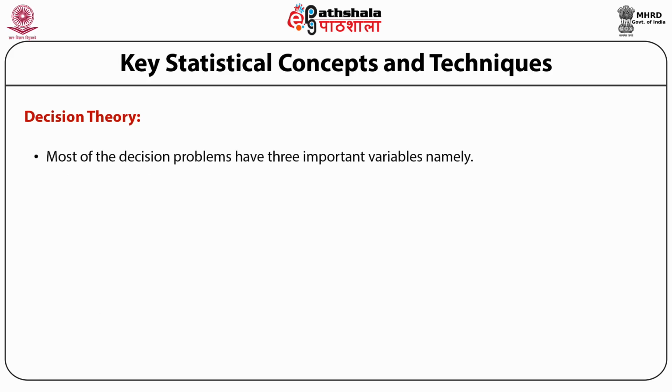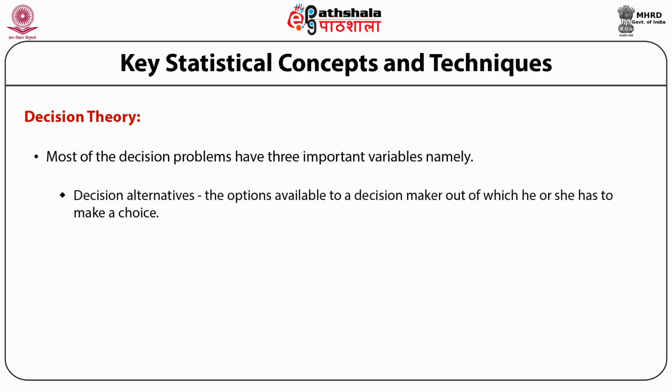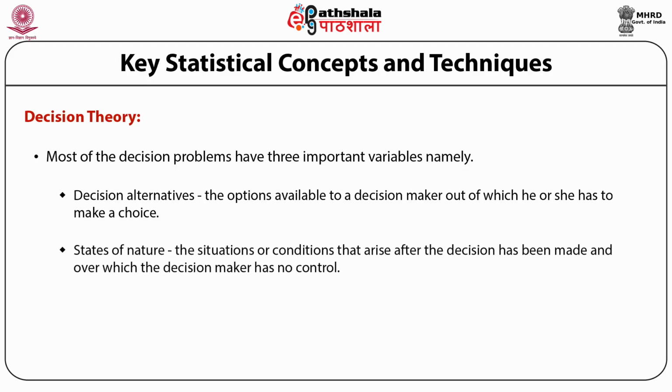Most decision problems will have three important variables. Number 1, decision alternatives, which means the options available to a decision maker out of which he or she has to make a choice. Number 2, states of nature, that is the situations or conditions that arise after the decision has been made and over which the decision maker has no control.